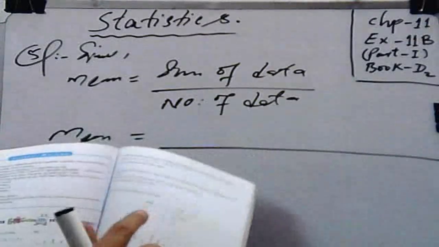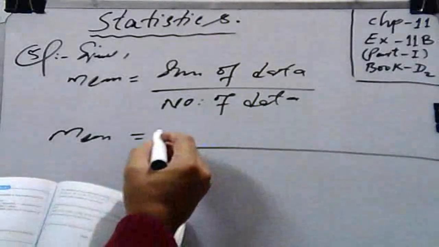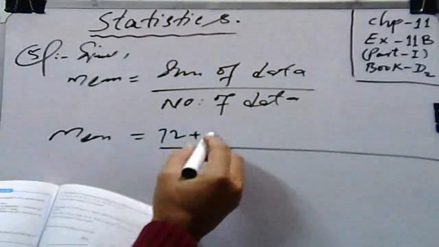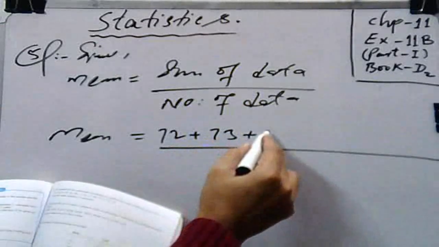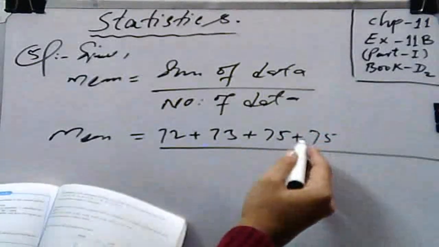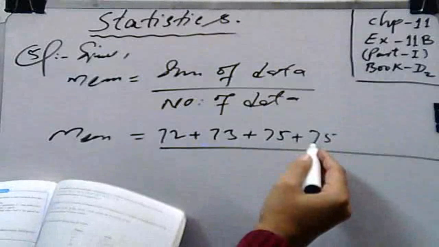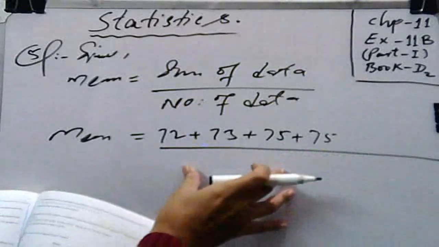So you can write 72, because here is 2 and here is 7. You can write 72 plus 73 plus 75 plus again 75, or you can simply multiply, 75 multiplied by 2, or 75 plus 75. So in this way, that is your first step.